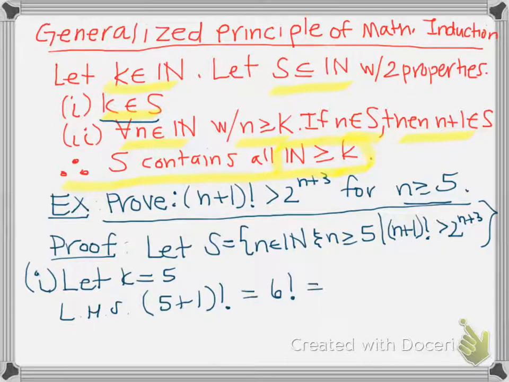factorial. And if you use your handy dandy calculator to figure that out, that's 6 times 5 times 4 times 3 times 2 times 1. You should get 720. Now the right-hand side is 2 to the n plus 3, so 5 plus 3, which is 2 to the 8, which is, I believe, 256.